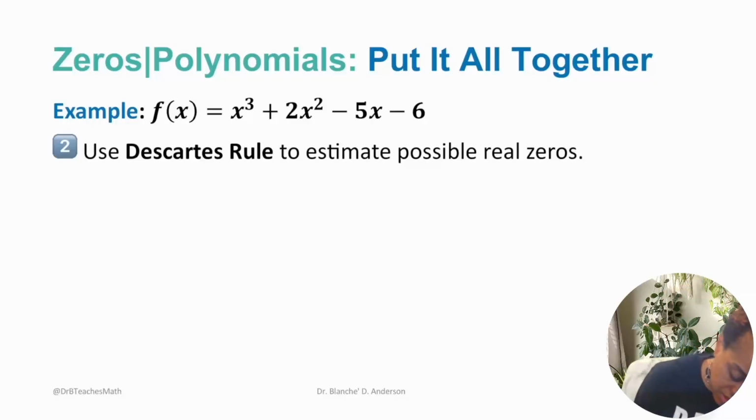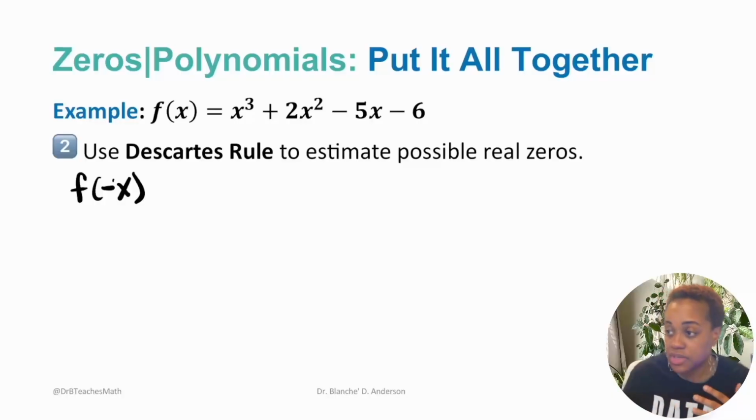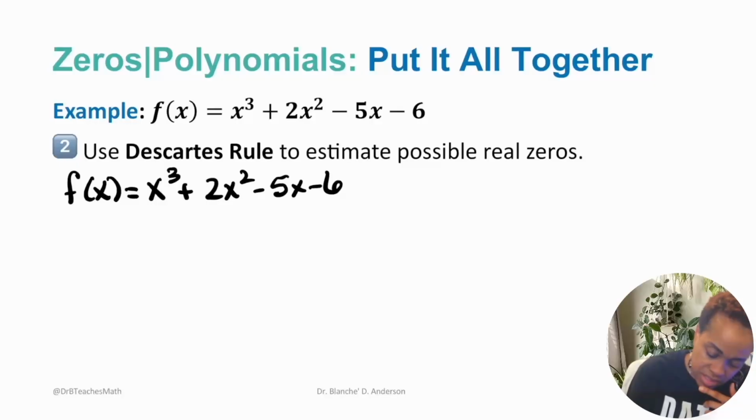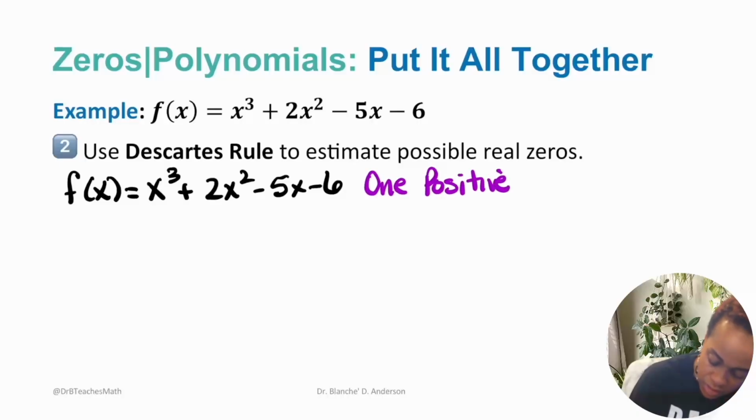Remember, we have to count the number of sign changes in f of x, and then count the number of sign changes in f of negative x, okay? So f of x, I'm just going to write it: x cubed plus 2x squared minus 5x minus 6. How many sign changes? We go from positive to positive, positive to negative, that's 1, negative to negative. So we're going to have 1 positive real zero. Y'all see that?